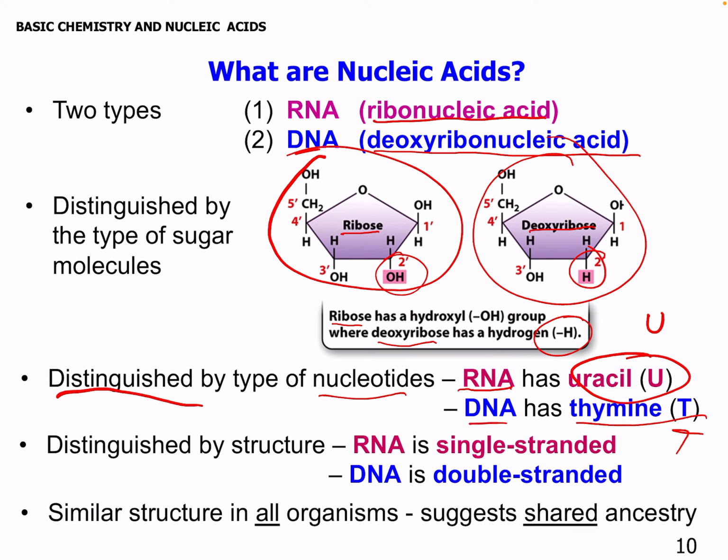They're also distinguished by their structure, where RNA is single-stranded, so you guys have probably seen the DNA. That's an RNA, single-stranded, whereas DNA is double-stranded, coming like that. Not very good, but you can see it's double-stranded. They are similar in structure in all organisms, which suggests shared ancestry. So evolutionary-wise, we probably come from the same kind of mechanisms.